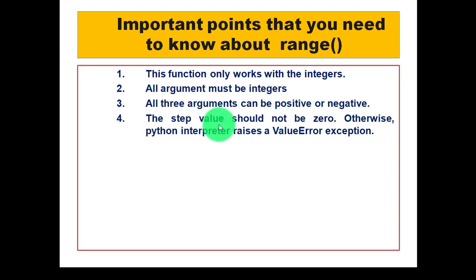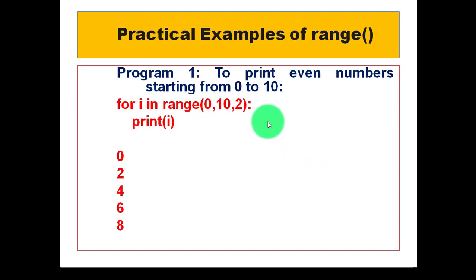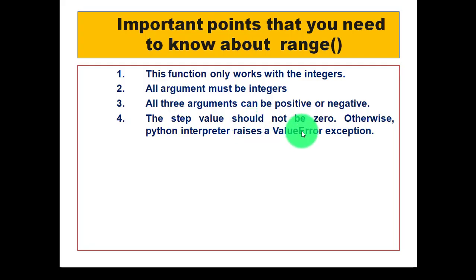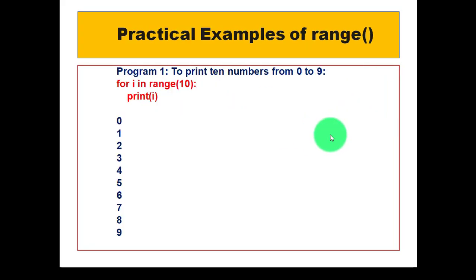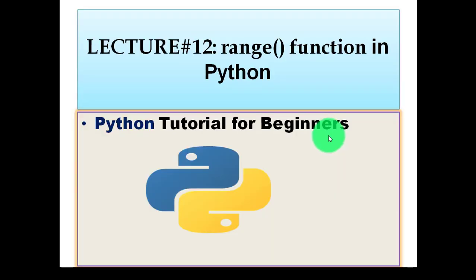Then fourth point, the step value should not be 0. Otherwise, the Python interpreter raises a ValueError exception. We may not specify the step, then it is taken as 1. But if we specify 0, then the Python interpreter will show you a ValueError exception. You can verify it through a little example. In the previous example, if we put 0 here, 0, 10, 0, then this will show you the ValueError exception. Clear?